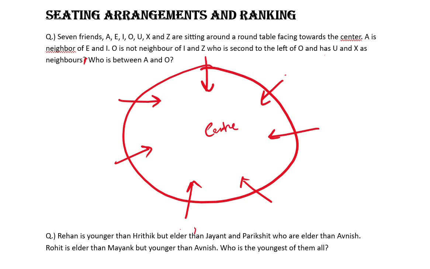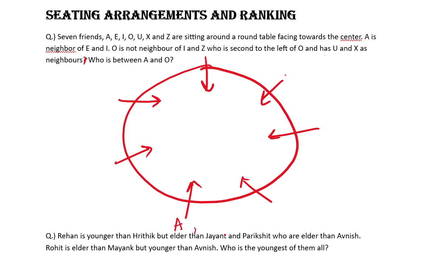Now what he's saying: A is neighbor of E and I. In a sitting arrangement, whichever is given, suppose here A is given, we'll look at it from our own perspective. Here is A, suppose it's me or you, and I am facing the center. So what will be my right side in this circular table? This way will be my right side and this way will be my left side. For all of these, we'll follow these steps only. This is for your information. Now I am removing it to avoid any confusion.